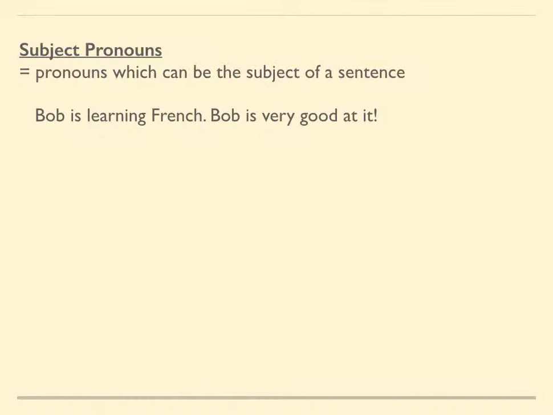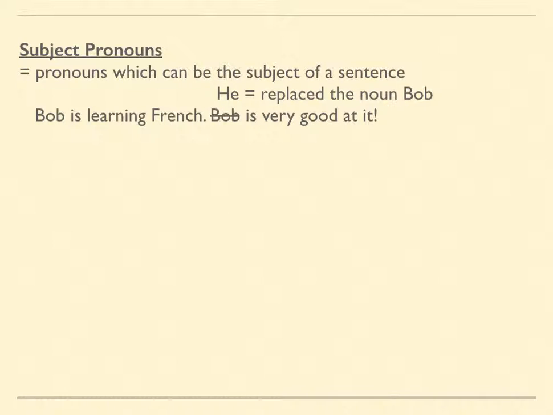A pronoun is a word which replaces a noun. If it is a subject pronoun, then it's a pronoun which replaces a subject, because a subject has to be a noun. This is typically used to avoid repetition. So for example, Bob is learning French, Bob is very good at it. If we don't want to have to say Bob so many times, we're going to get rid of the second Bob, and we're going to replace it with a pronoun, he.